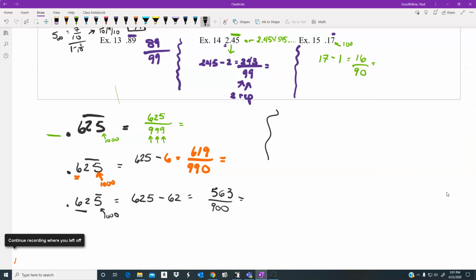Now, what I want you guys to try is one for yourself. What if I had 10.125, but I wanted to repeat the 2 and the 5 from it? I'm going to give a little pause right here, give you a second. Try it out on your own, and then I'll do it for you in just a sec.